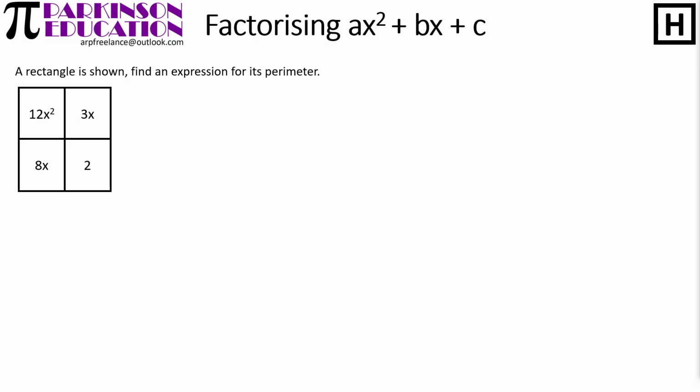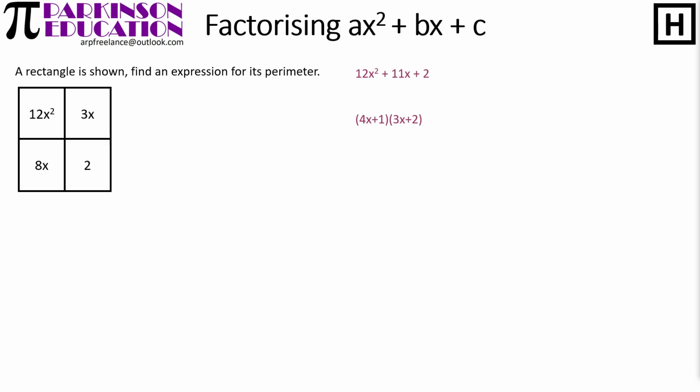We're going to look quickly at a contextual question. So we've got a question here, a rectangle is shown, find an expression for the perimeter. If it's a rectangle, we know that the area is going to be one side times the other, and opposite sides are going to be equal. If we look at the area of this, we can say that it is going to be expressed by 12x squared plus 11x plus 2, and if we factorise that, we would get 4x plus 1, 3x plus 2.